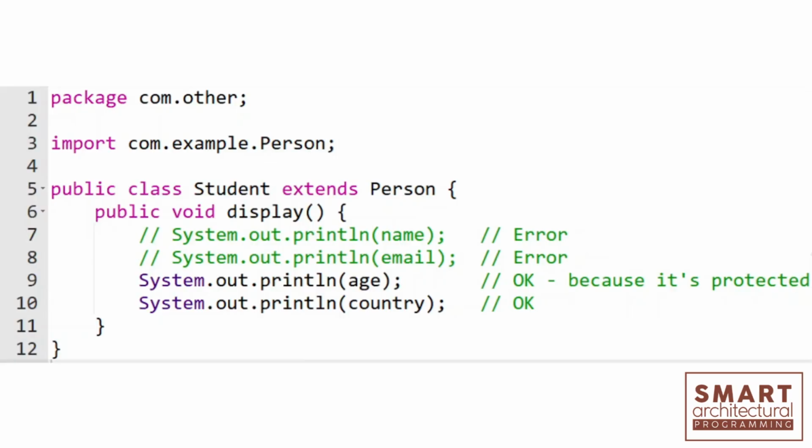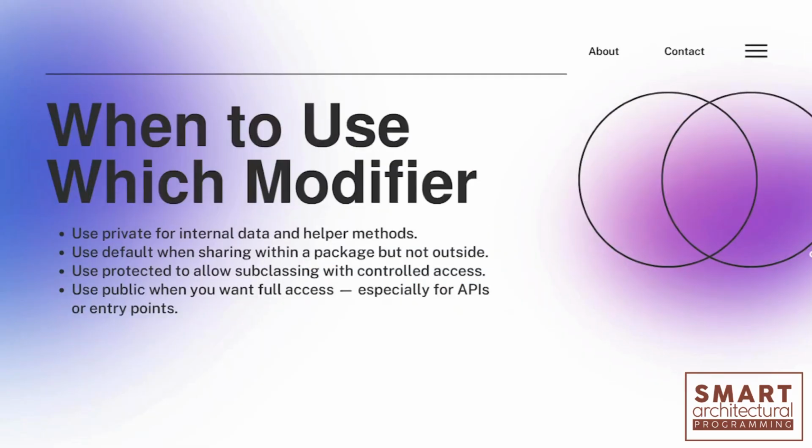So when to use which access modifier, that's the next thing you need to understand. Use private for internal data and helper methods. Use default when sharing within a package but not outside. Use protected to allow subclassing with controlled access, and use public when you want full access, especially for APIs or entry points. So with that, I'm probably going to wrap this video up.